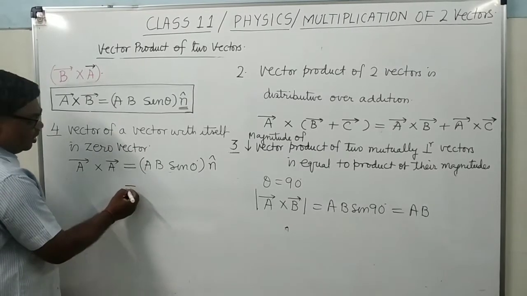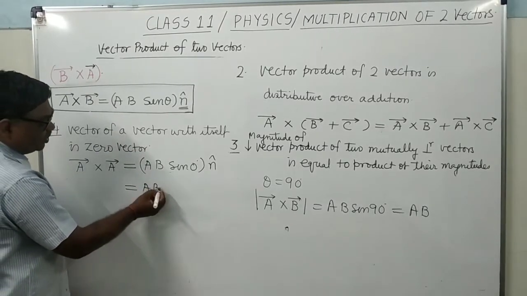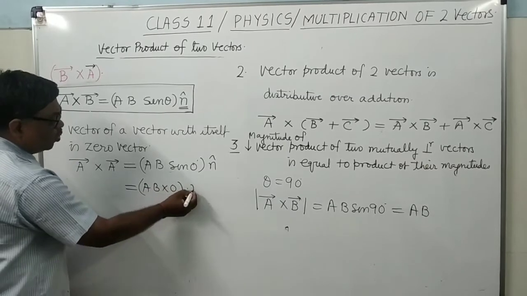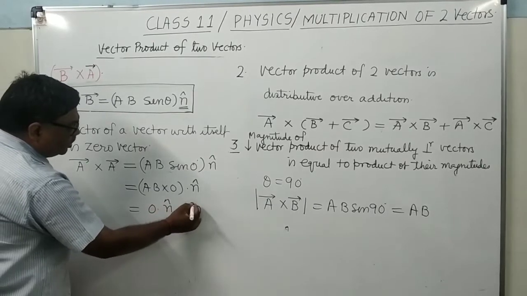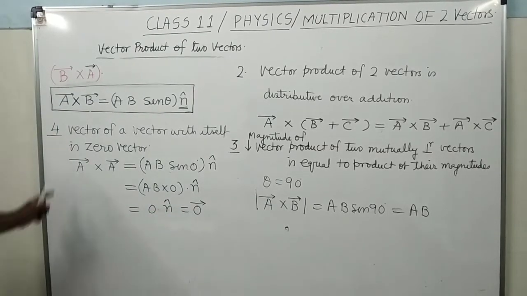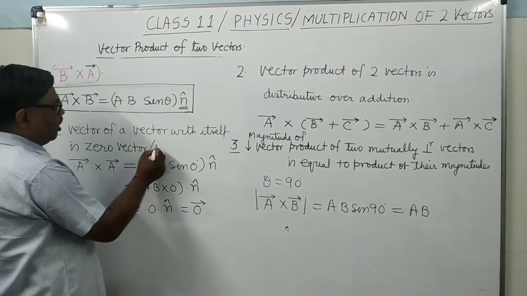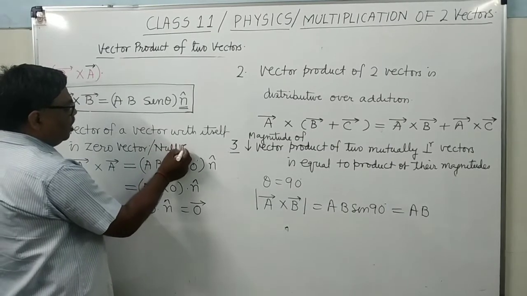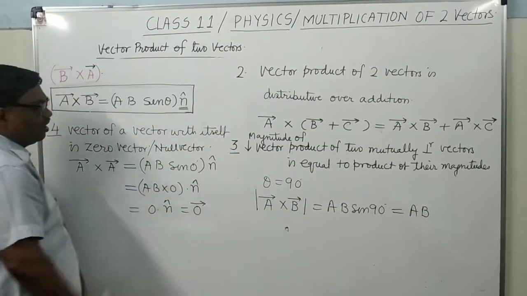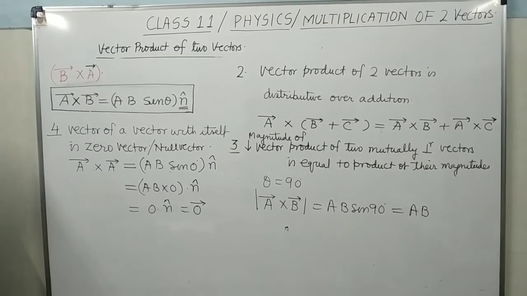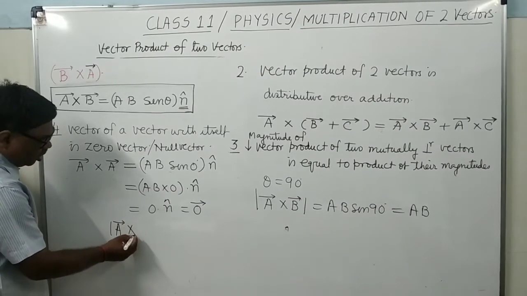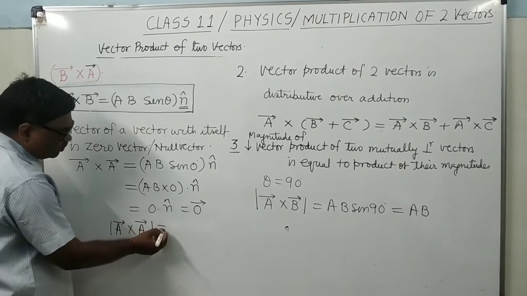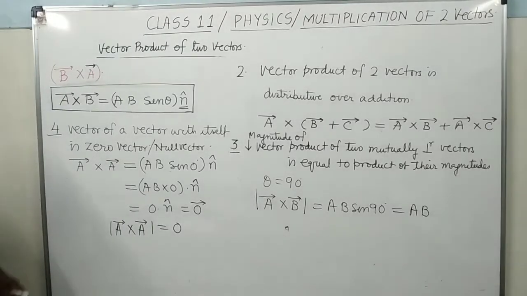So see here, what is AB sine 0 degrees? 0 into unit vector n, means it is a 0 vector. Means the vector product of a vector with itself is a 0 vector, a null vector. Or their magnitude will be 0. The magnitude of vector A cross vector A will be 0.